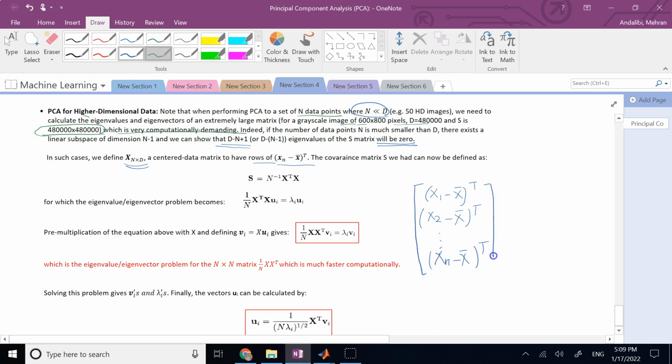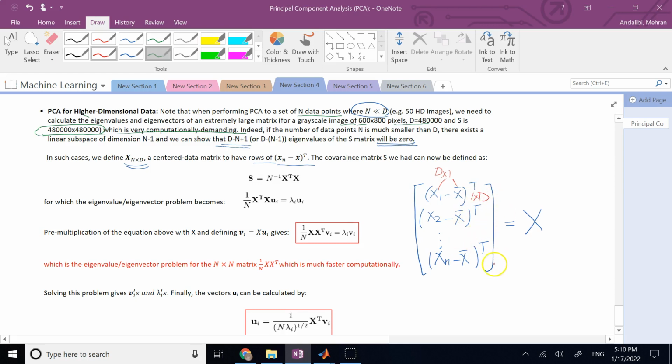This thing, you call it that big matrix X. Now, what's the dimension of this? Remember, x1, x2, xn, every one of these is a D by 1 vector, correct? They have D elements. So when you transpose it, it's going to be 1 by D.